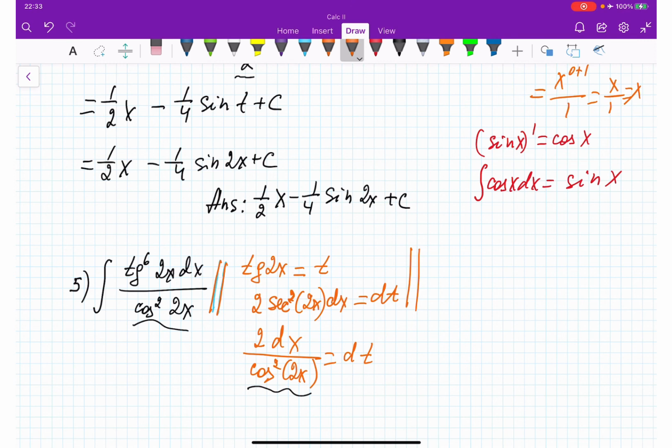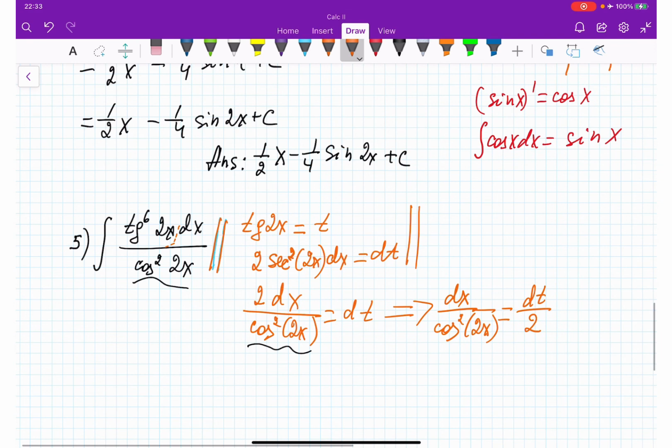And from here, I need this piece, right? I need, see, I have dx. Oh, I even have 2 there. So, okay, let me see. I can say dx over cosine squared of 2x, yeah. That is equal to dt over 2. Okay, so look what I got. dx over cosine squared of 2x, I can replace it with dt over 2, yes?